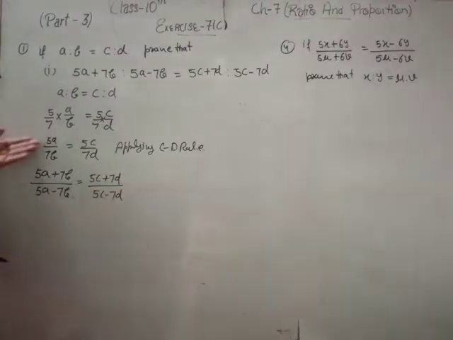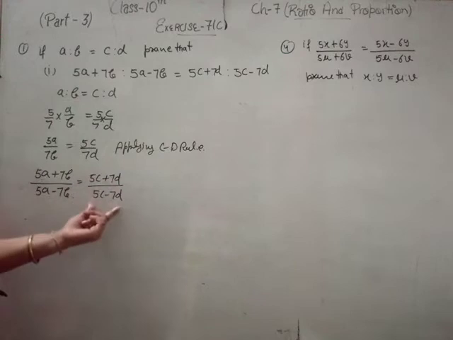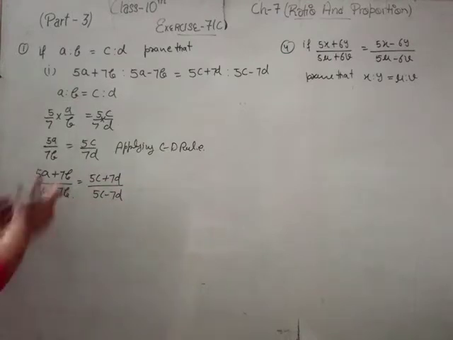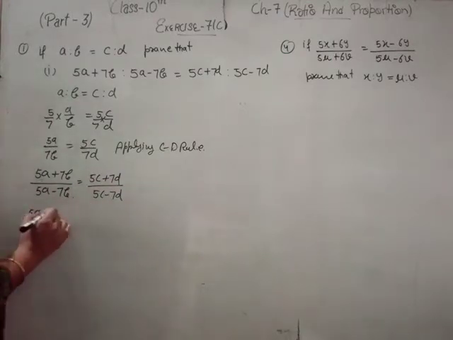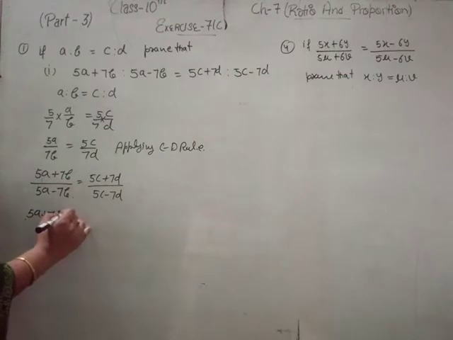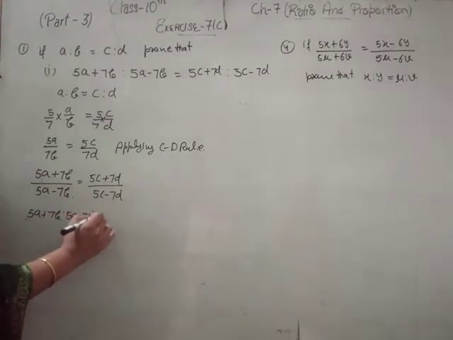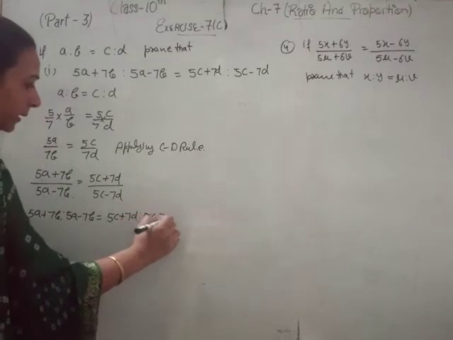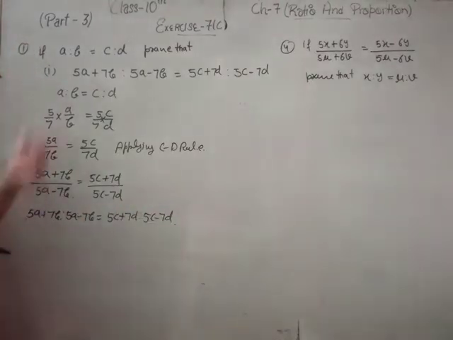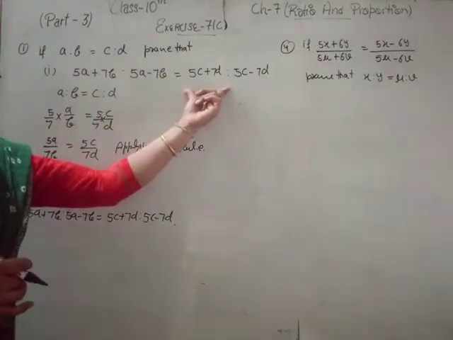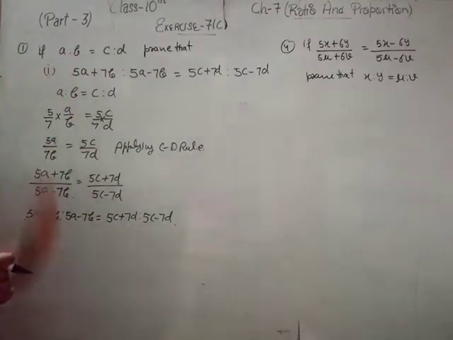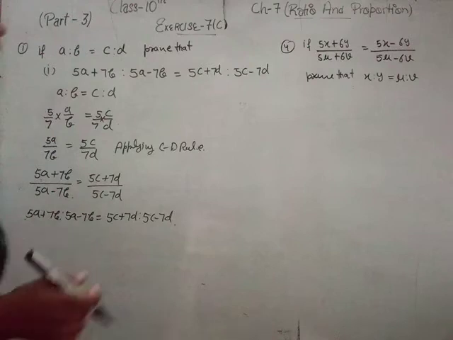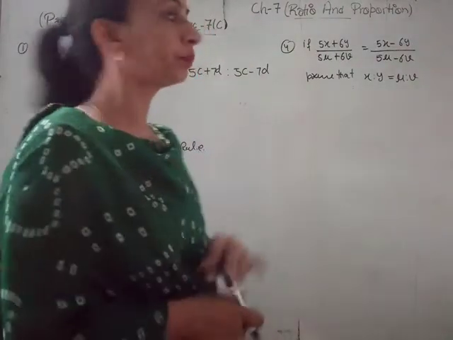Okay, then according to this 5a plus 7b, 5a minus 7b, 5c plus 7d, 5c minus 7d, we write this 5a plus 7b ratio 5a minus 7b equal to 5c plus 7d ratio 5c minus 7d. Okay, according to this, then this equal to this. Student, with the help of this, we have shown the proof that left hand side equal to right hand side.